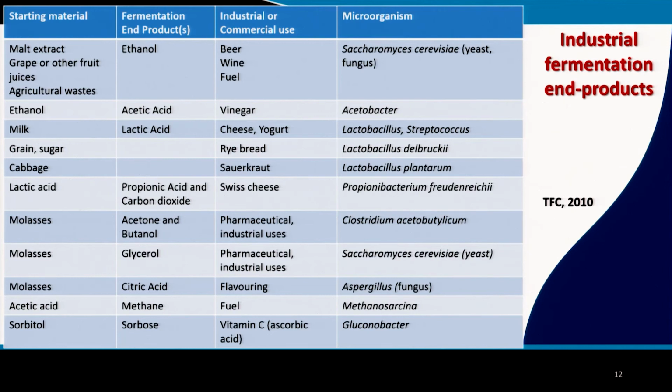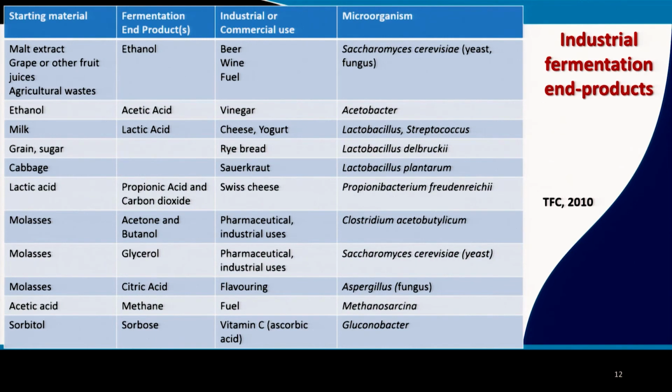Then we have the starting material. When it is ethanol, it can be converted to acetic acid. That's what we call vinegar. Commercially, it's sold as vinegar, and the microorganism responsible for it is Acetobacter. Our next example is milk. Milk can be converted by fermentation, the fermentation end product will be lactic acid, and the industrial products are cheese and yogurt. Now these processes are mediated by microbes like Lactobacillus and Streptococcus.